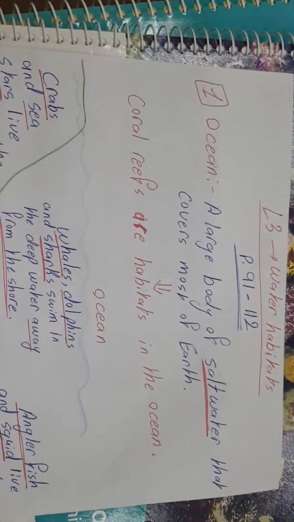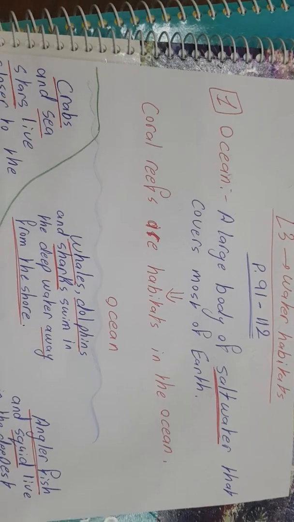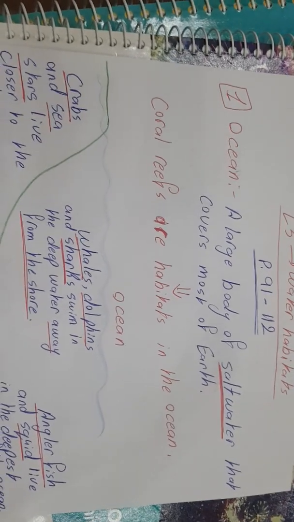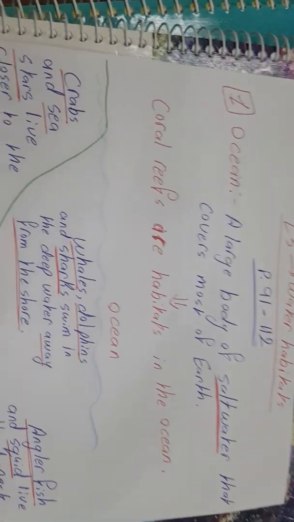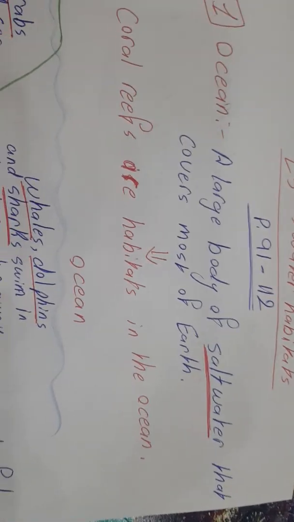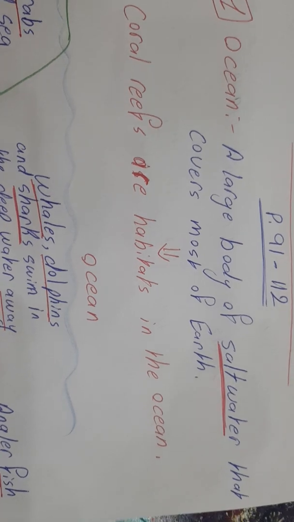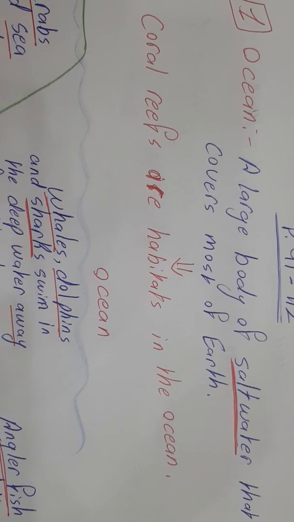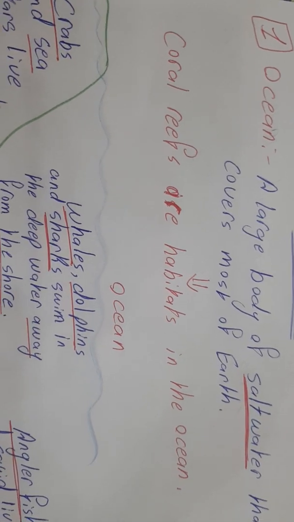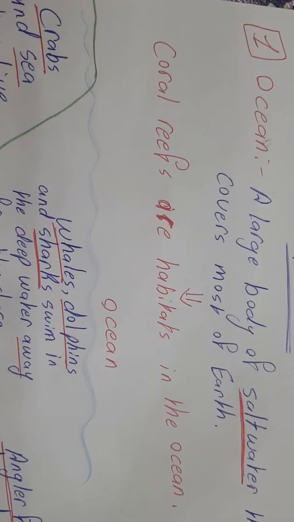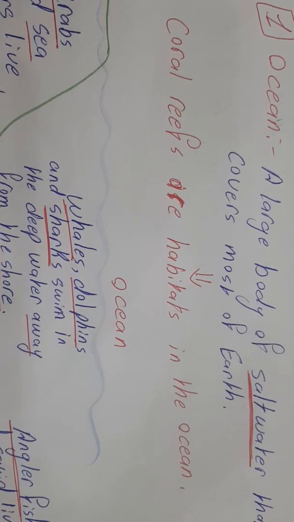Now the last thing is, or the last lesson is water habitats. We talked about three important water habitats, which are ocean, ponds, and rivers. First, ocean. Ocean is a large body of salt water that covers most of Earth. Inside the ocean, we have coral reefs, which are important habitats in the ocean.